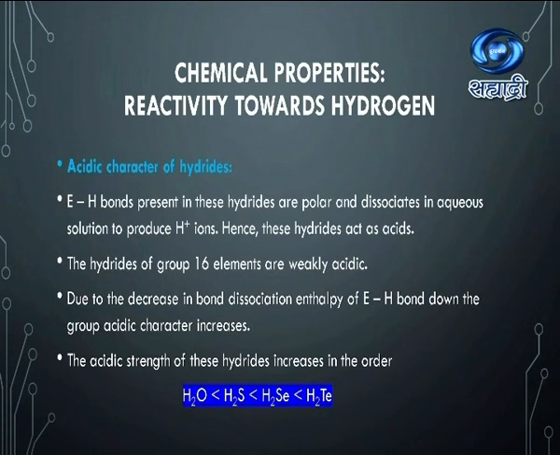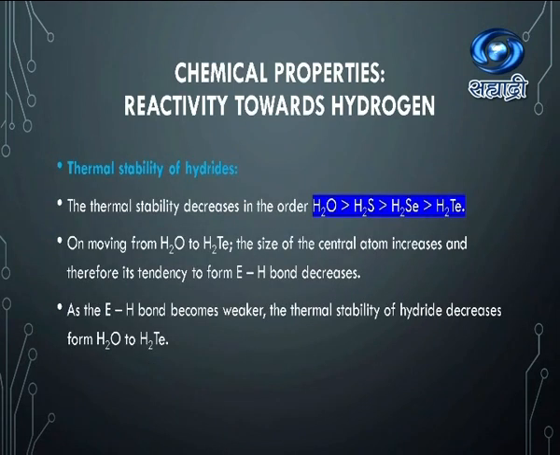So, the acidic strength of these hydrides increases in the order H2O < H2S < H2Se < H2Te. So, this order is quite important. This is the order of acidic character of the hydride. The next property is thermal stability. The thermal stability decreases in the order. Water is maximum stable, then H2S, then H2Se, then H2Te.